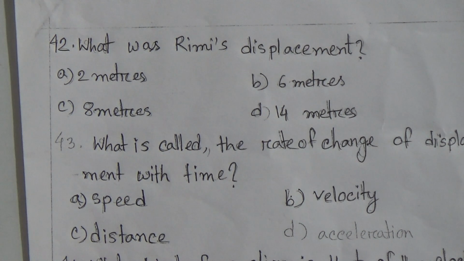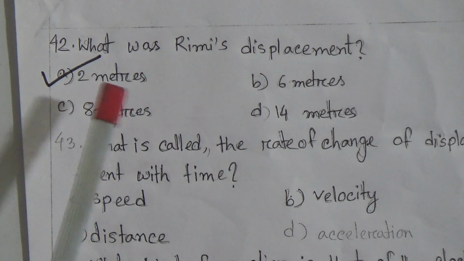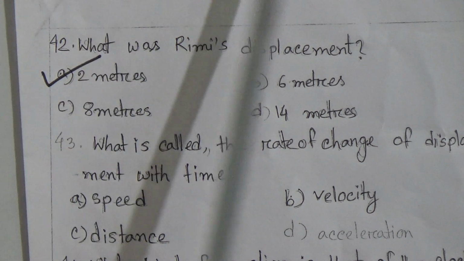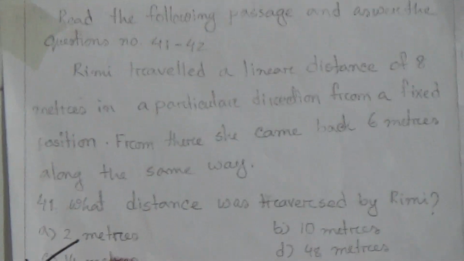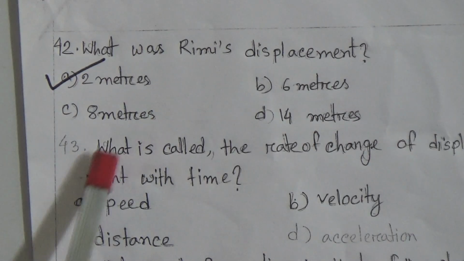Displacement, 8 minus 6, that means 2 meters. Okay. So our correct answer is option A. So put a tick mark on option A. That means what distance was traversed by Remy? Remy's distance traversed was 14 meters. And what is her displacement? Displacement was 2 meters. Okay.